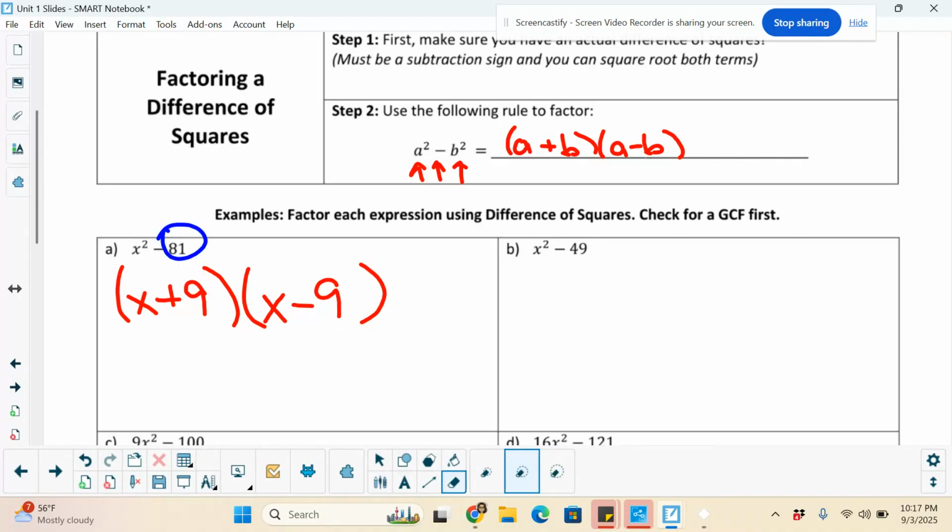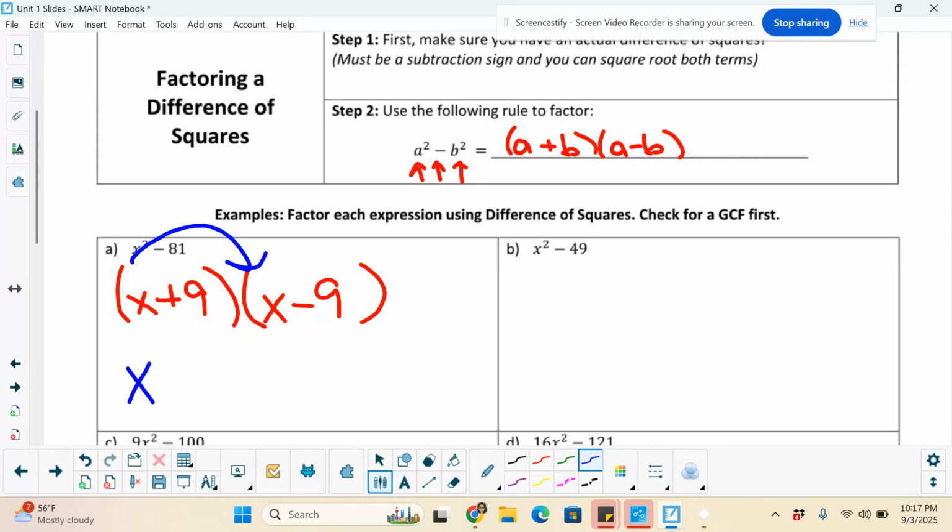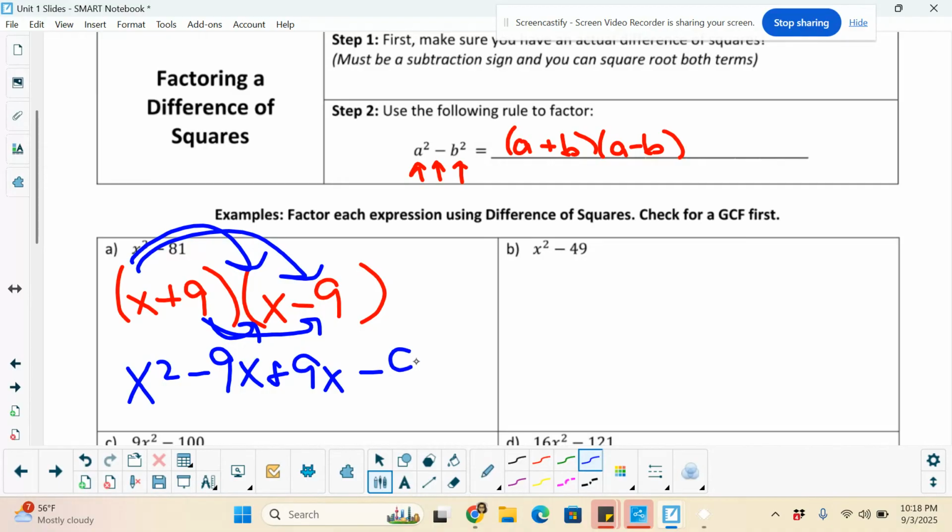Now, if we want to check our work, we can go back and double check that we did this correctly. We'll go ahead and multiply out here. X times x gives us x squared. X times negative 9 gives us negative 9x. 9 times x gives us 9x. And then 9 times negative 9 gives us negative 81. When we combine our like terms, those middle terms cancel out. So it leaves us with x squared minus 81, which is what we started with. So we factored it correctly.